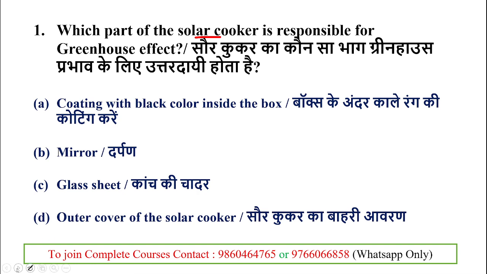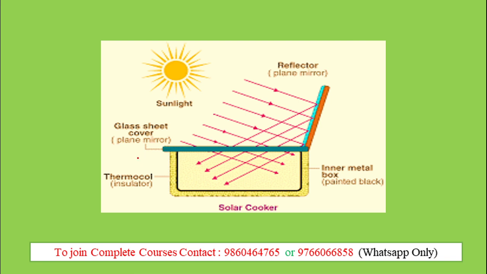So which is the part? The mirror inside the solar cooker is responsible for the greenhouse effect. This is the picture relating to the solar cooker. Here the sun's light falls and later reflects off a plain mirror. So the mirror inside the solar cooker is responsible for the greenhouse effect; this is the inner metal and this is the plain mirror. Clear? So the part responsible for the greenhouse effect is the mirror.